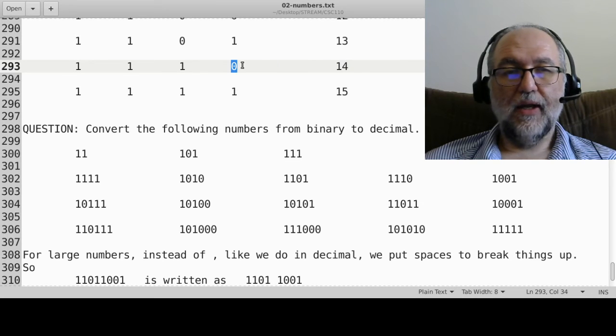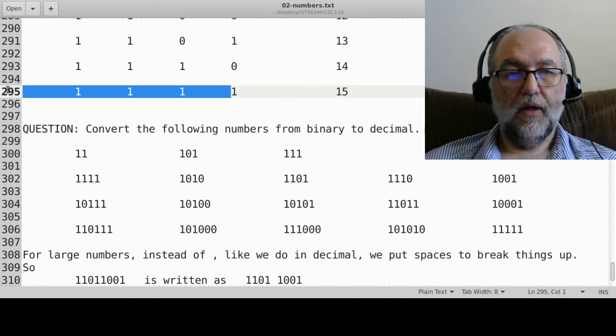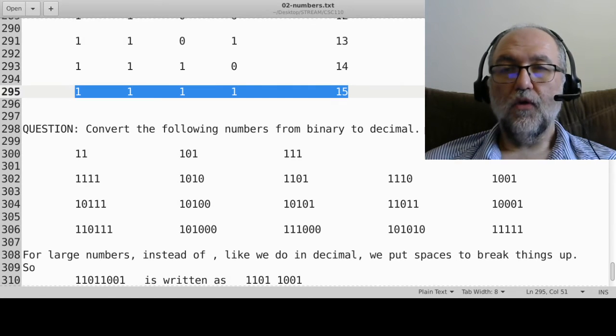Finally, we're going to get to 15. That 0 goes up to 1, and there are no more bumps to the left, okay? Because 0 to 1, it didn't cycle. There's no cycling, no bumping to the left. And so 1, 1, 1, 1 is 15, like that. All right. So there you go.